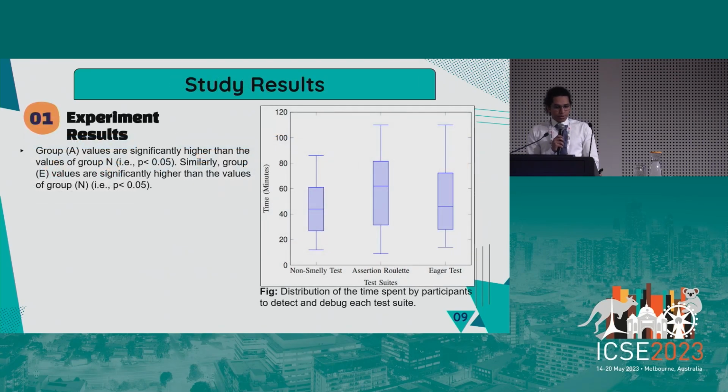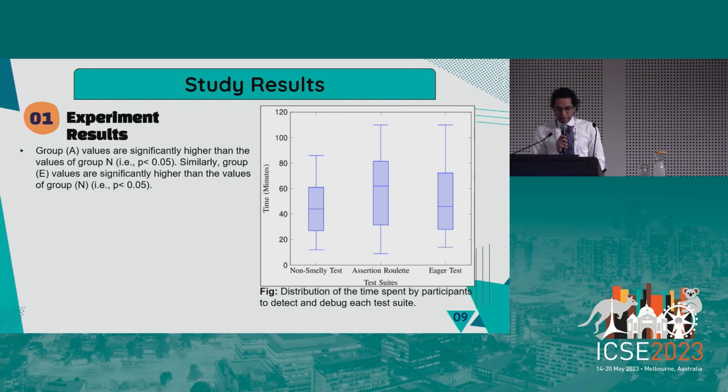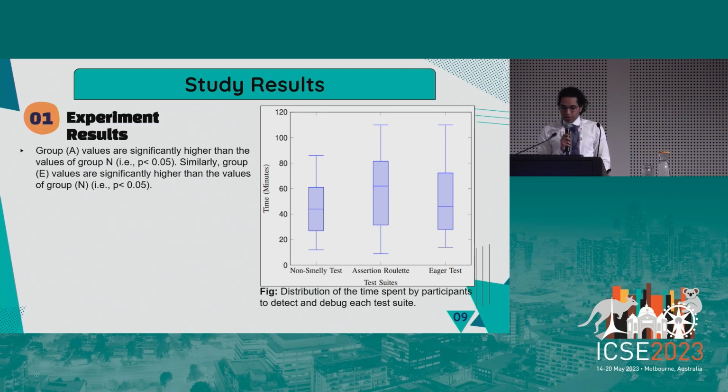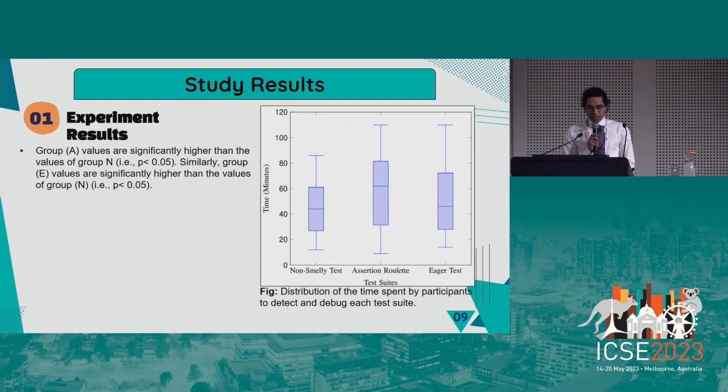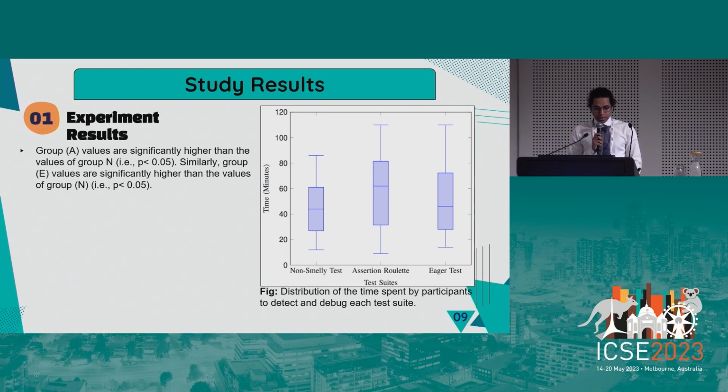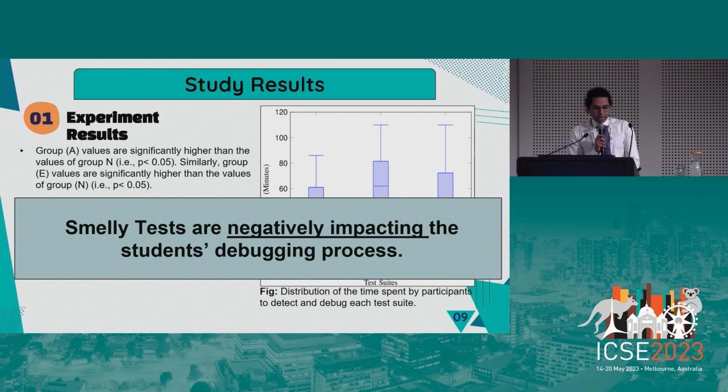For the study result, in the experiment result we can see that the presence of the test smells assertion roulette and eager test highly impacts the time, where students take longer to fix the bug compared to the non-smelly tests. That shows that in our study, smelly tests negatively impact the students' debugging process.